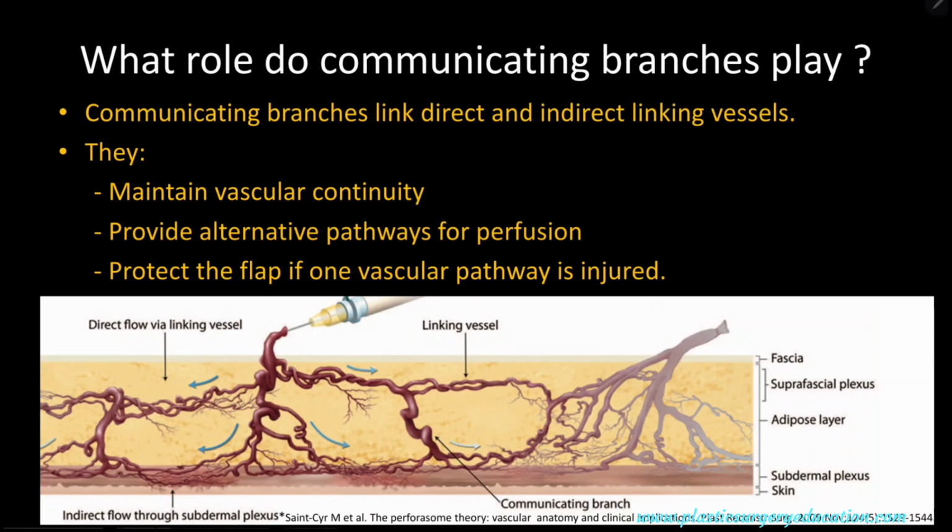In addition to our direct and indirect linking vessels, we also have the communicating branches. Here we are seeing the communicating branches. What role do the communicating branches play? They maintain the vascular continuity and provide alternative pathways for perfusion. So in case our direct linking pathways or indirect linking pathways are hampered in any way, these communicating vessels can form a potential pathway, or vascular basis of nourishment, for the flap.